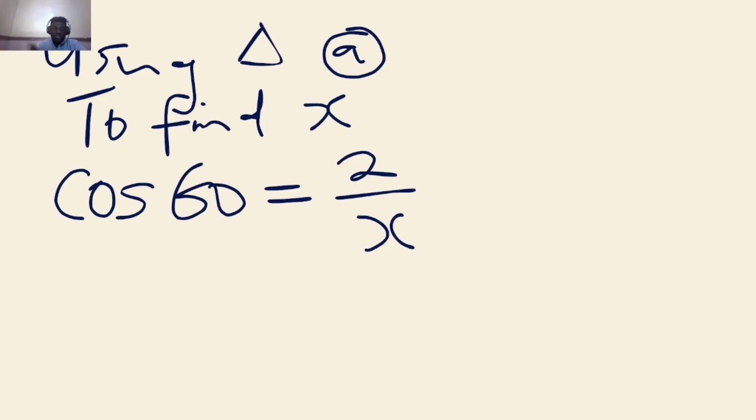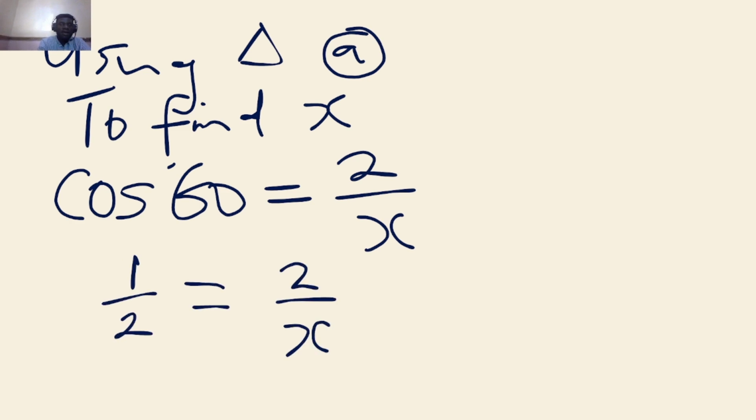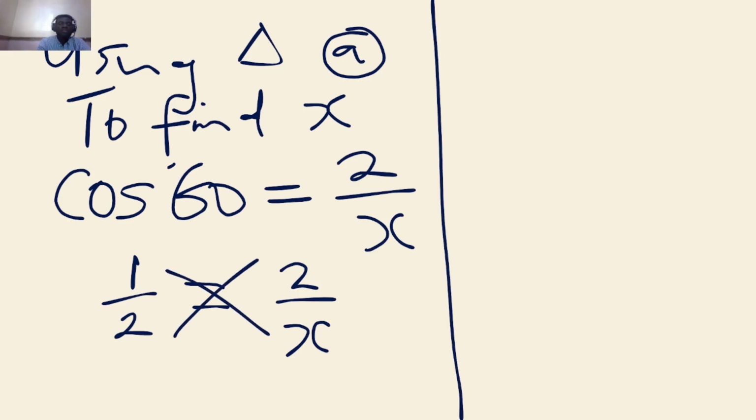So when you go back to that table I asked you to check, you discover that the value for cos 60 is 1 over 2. So 1 over 2 will be equal to 2 over x. So you cross multiply. When you cross multiply, you have x equal to 4. So it means the value for your hypotenuse is 4.